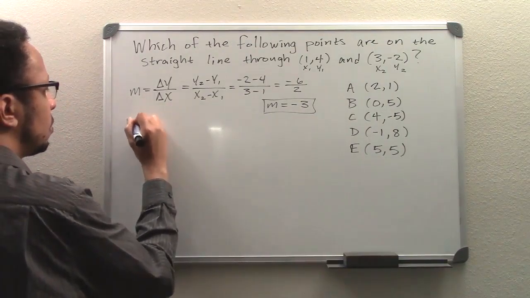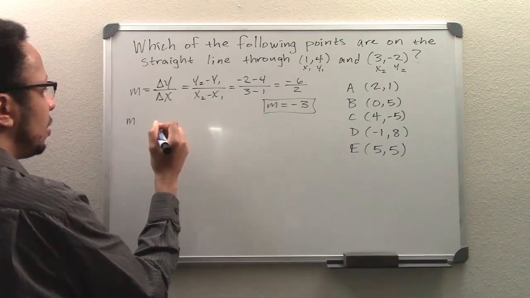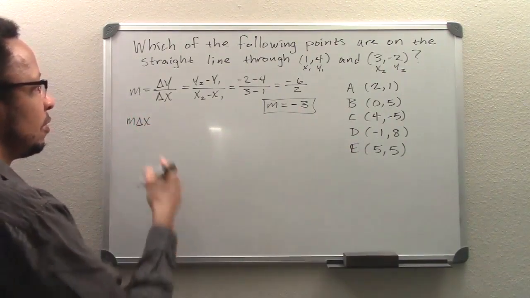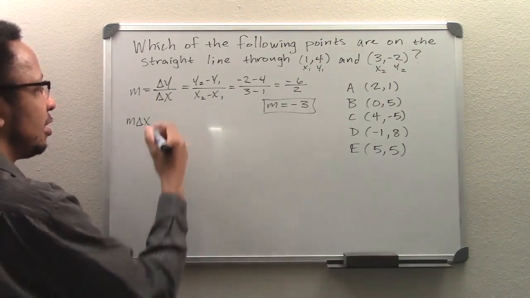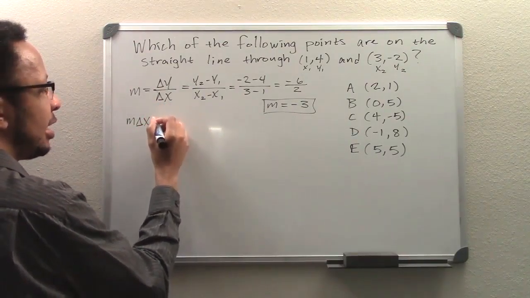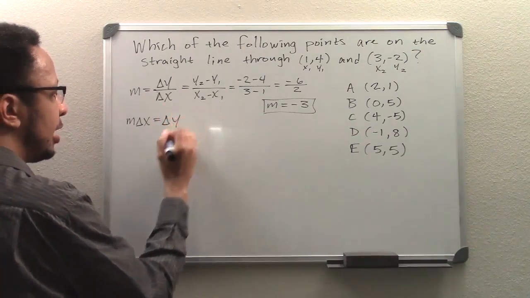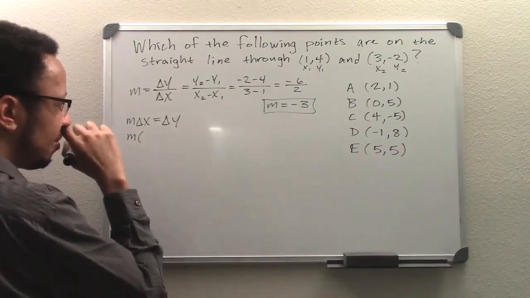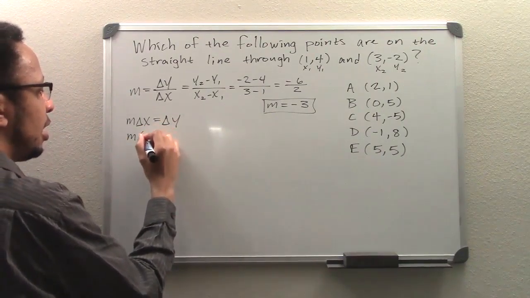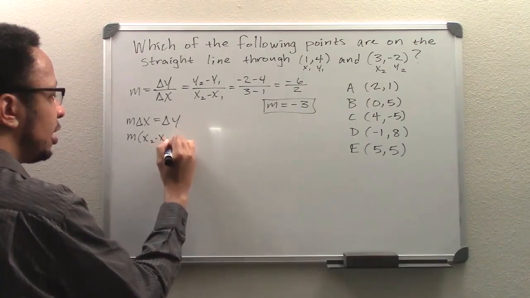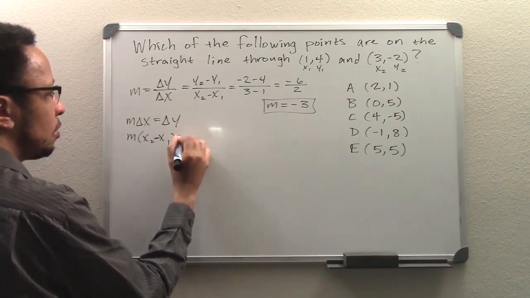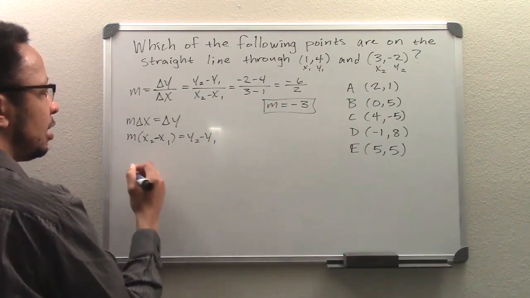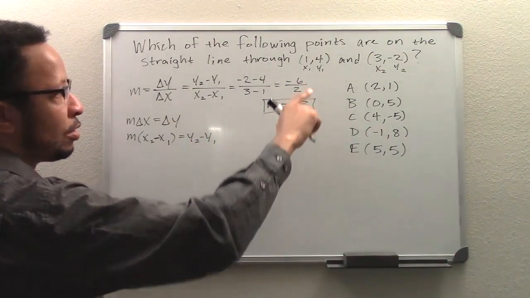And so what we have here is we're just going to do some simple algebra, bring delta x over to the other side. We have m times delta x equals delta y, and we're going to expand that into more of its components. And so we have m times (x2 minus x1) equals y2 minus y1.